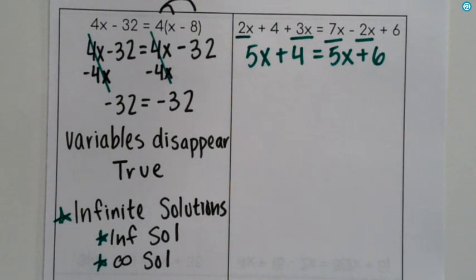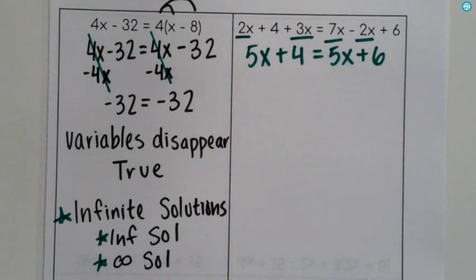Okay. What do we notice about this equation? Speak up wherever you are. What do we notice? What's the same? Yeah, so the number with the x is the same. So we've got 5x and 5x. Okay, what's different? The constant, the number without the variable. The 4 and the 6 are different than each other.